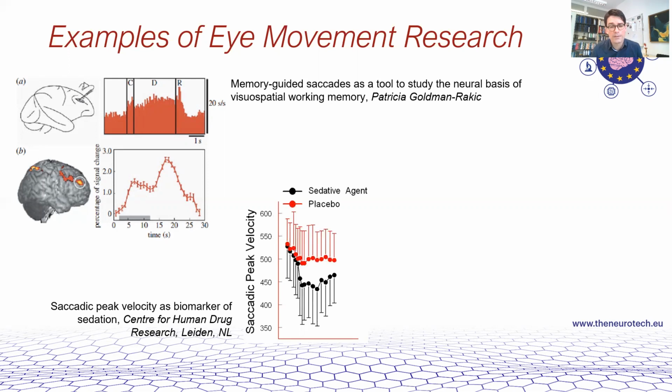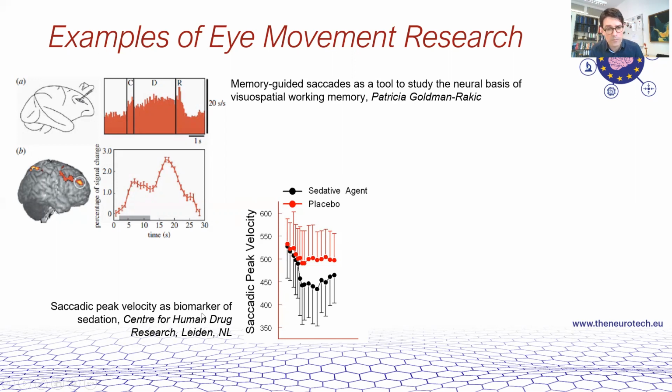A second example is the use of eye movement measures as biomarkers. There's considerable interest in industry in using eye movement tasks and deriving eye movement measures to study drug effects. The saccadic peak velocity, that is the maximum velocity that the eye reaches during a saccade, is known to be highly sensitive to sedative agents, benzodiazepines, for example. It's also very sensitive to psychological or physiological effects like fatigue, time on task, and so on, even motivational influences.